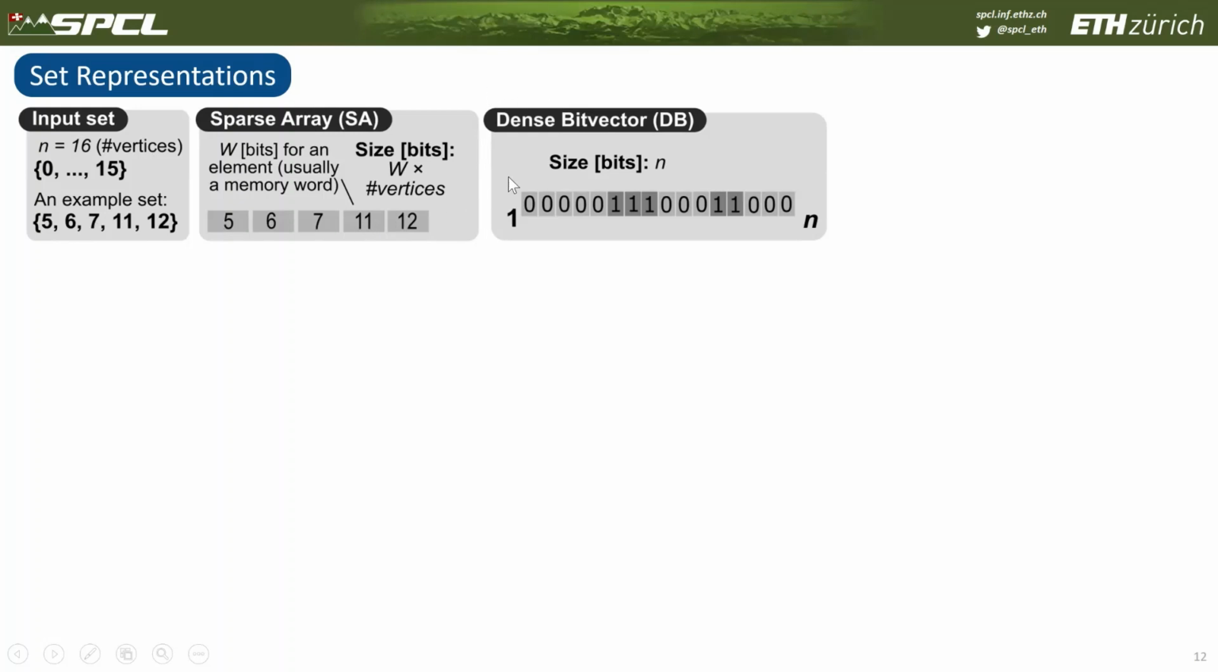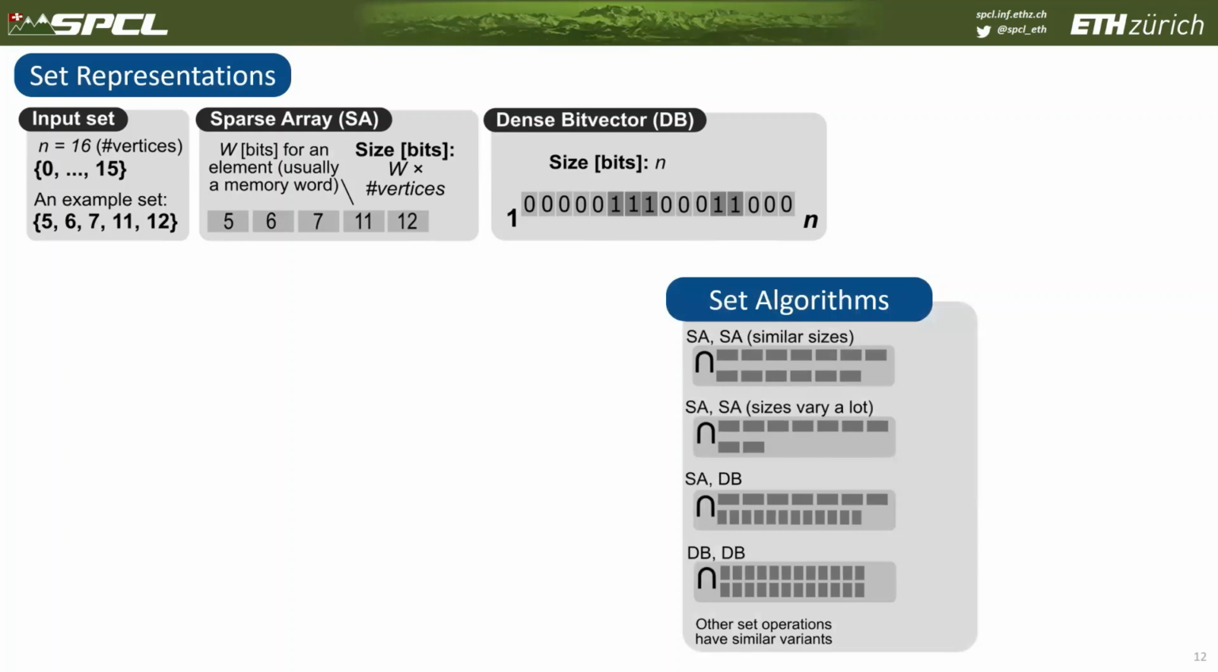Or we can also represent this as a dense bit vector, where we store this set as a bit vector with n bits, and now a bit set to 1 indicates that a given vertex with the ith index is present in a given set, while 0 means that a given vertex is not in a given set. Right? And now in SISA we support both of these representations. But what is more interesting is that depending on these representations and even some other aspects, we can now run different variants of the set algorithm.